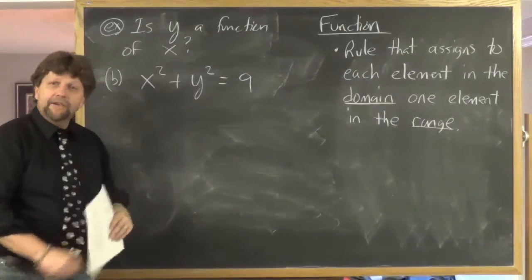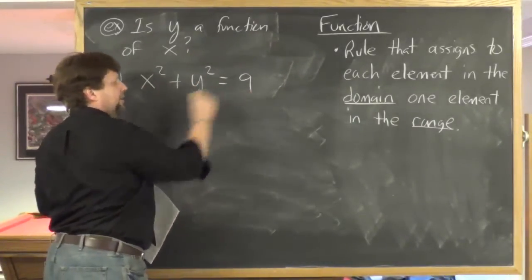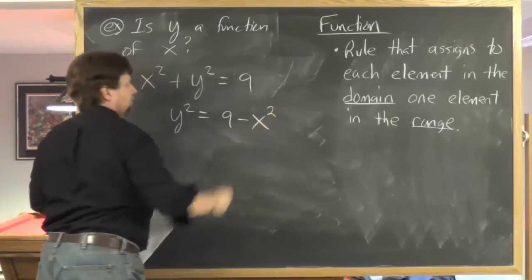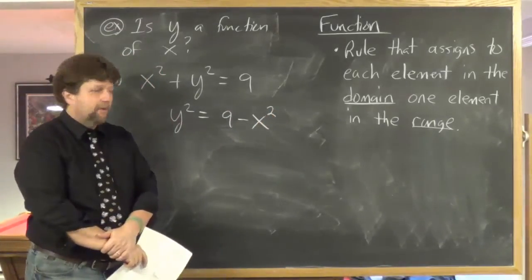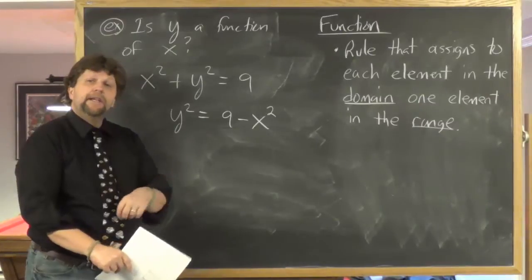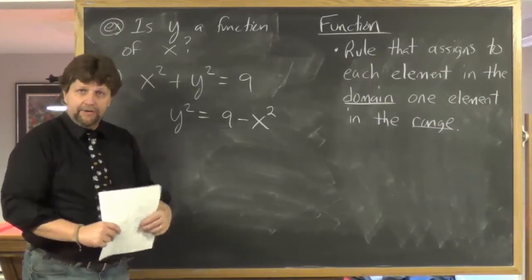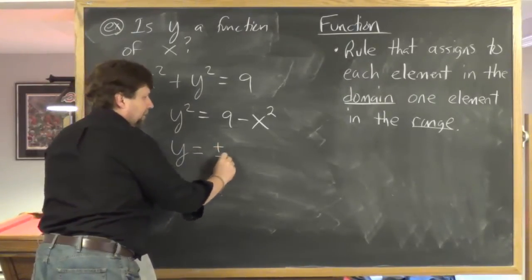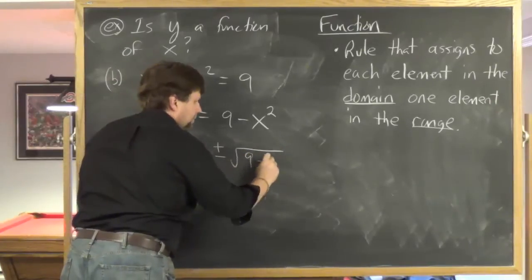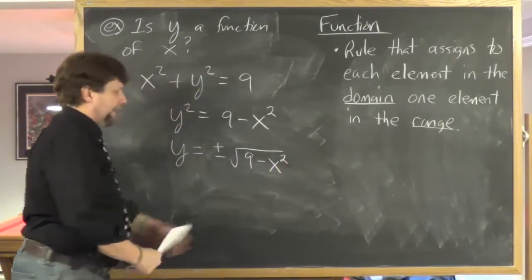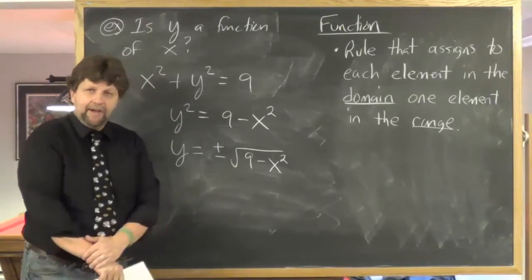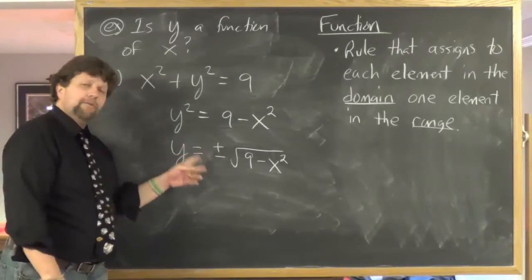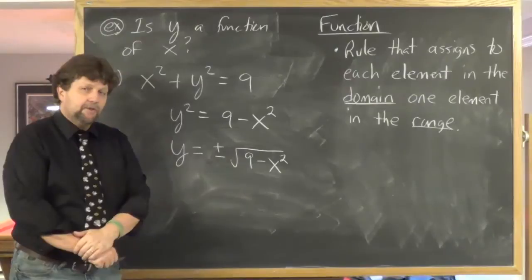My first step in solving for y, I'm going to subtract x squared from both sides. So now I have y squared equals 9 minus x squared. Next, I would take the square root of both sides of the equation. Now remember, when you take the square root, you have to put in a plus or minus. And that's as far as I can go on the right-hand side. I can't simplify that any further. But look at what we have: y equals plus or minus the square root of 9 minus x squared.